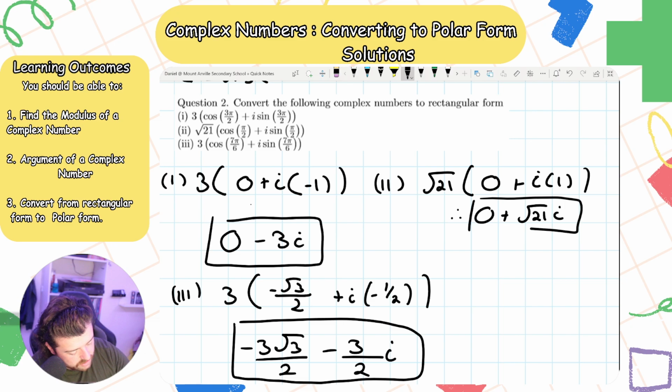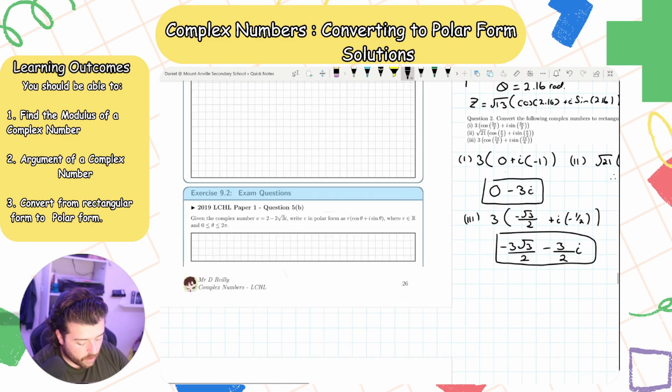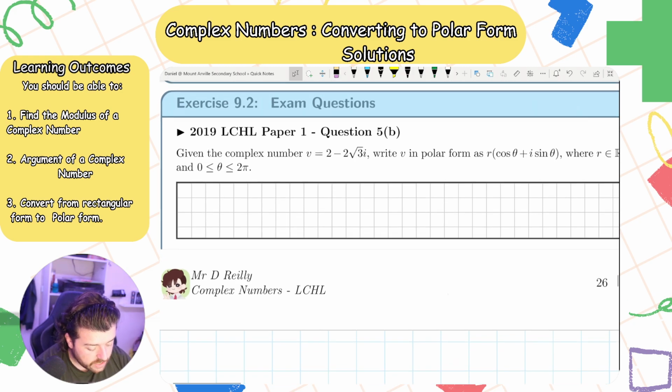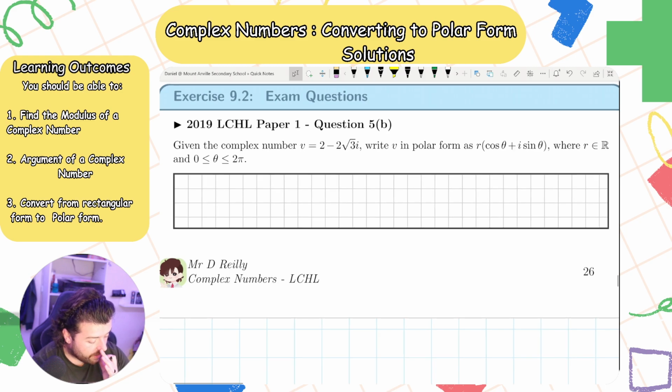Right, so those are just the solutions to the practice problems. Let's look at exam questions. So polar form always comes up. You need polar form, especially when we do De Moivre's theorem later on in the chapter. So this is from 2019. Given the complex number v is equal to 2 minus 2 root 3i, write v in polar form as r times cosine theta plus i sine theta. So easy peasy, lemon squeezy.